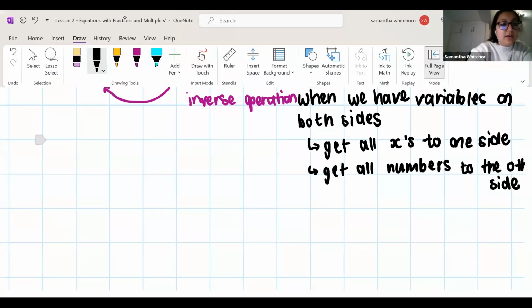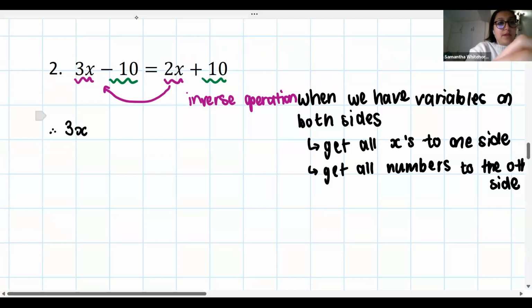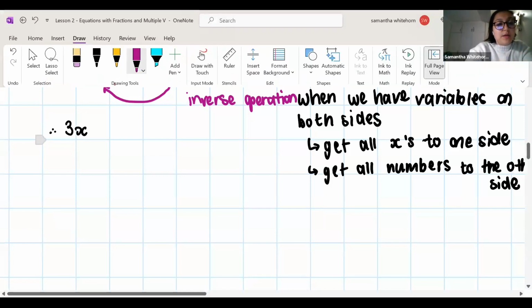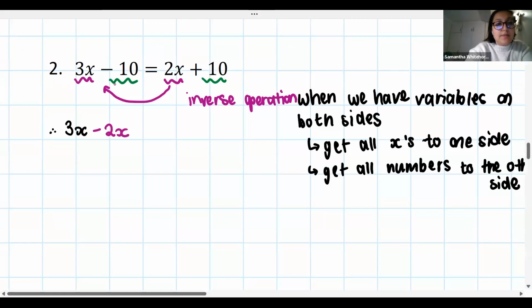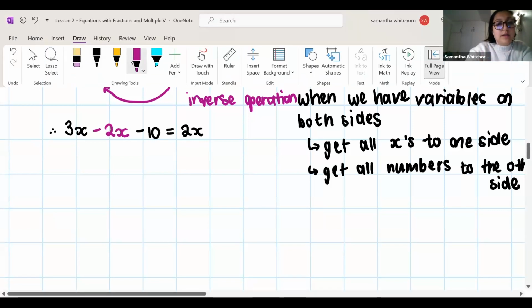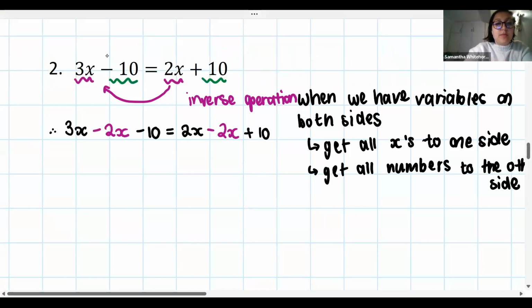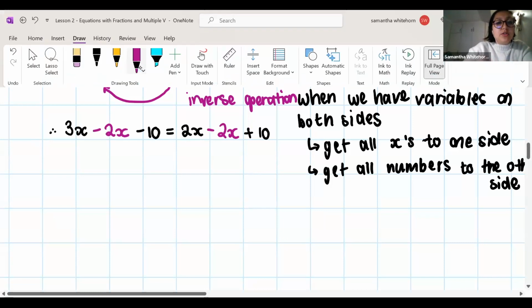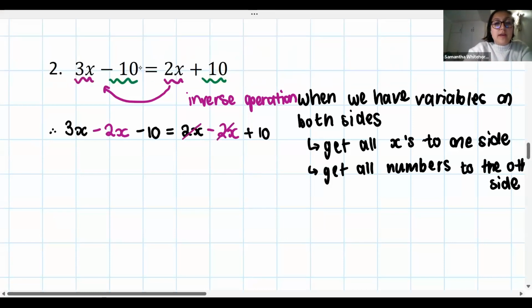So let's start filling this in. We'll have 3x. We're bringing the 2x over, so it becomes minus 2x. We still have the minus 10 there. We'll sort that out in a second. Is equal to the 2x. Remember, we subtracted 2x. And then we've got that plus 10. So through our inverse operations, we've been able to get rid of the 2x on the right, but we've brought it back on the left-hand side. So we haven't gotten rid of it. We've just moved its position in the equation.